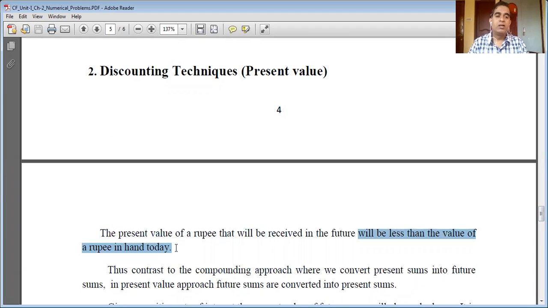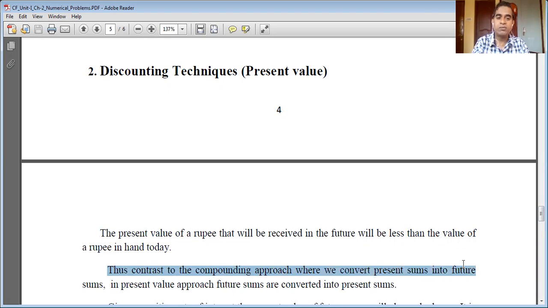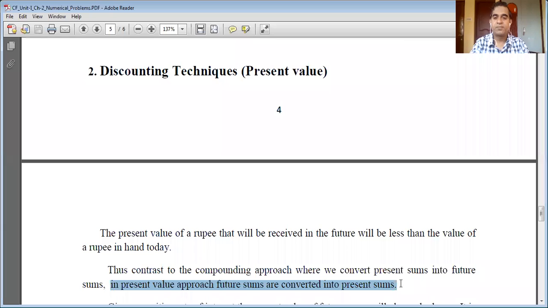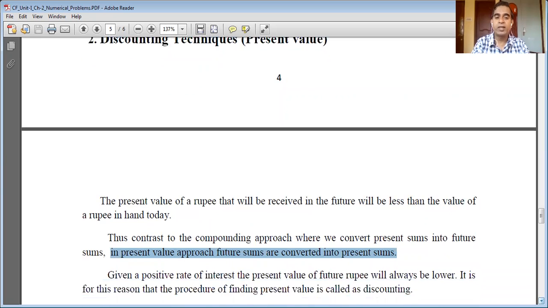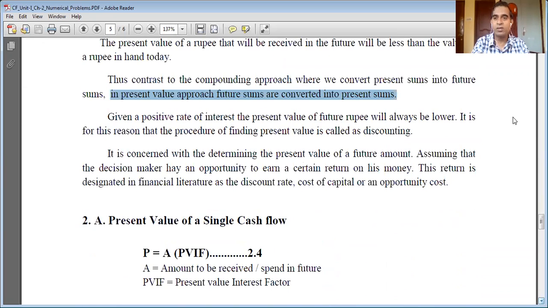Thus, in contrast to the compounding approach, where we convert present sums into future sums, in the present value approach, or discounting technique, future sums are converted into present sums. I hope this much is simple to understand: what the compounding technique is and what discounting techniques are used for.